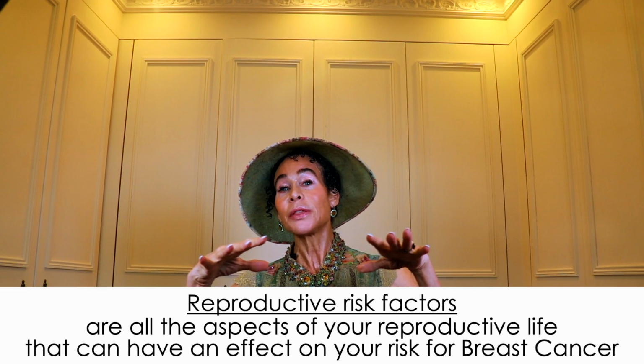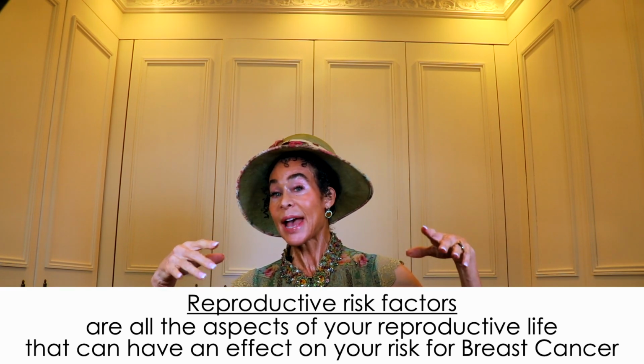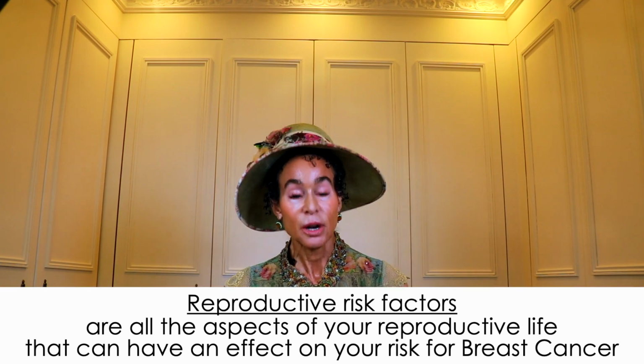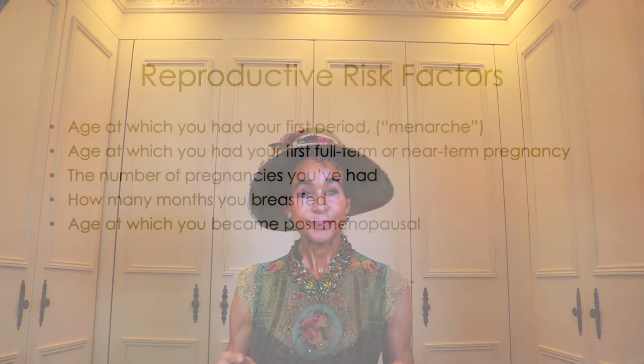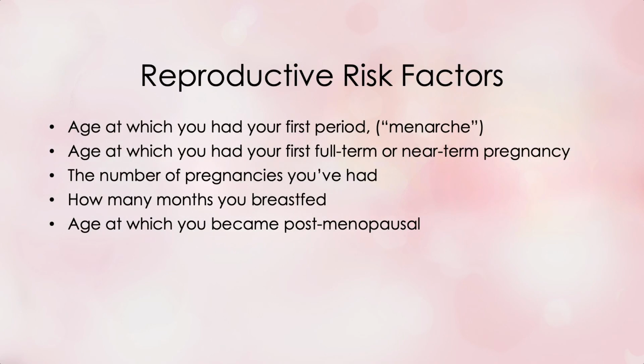So let's begin by defining what constitutes a reproductive risk factor. Reproductive risk factors are all the aspects of your reproductive life that can have an effect on your risk for breast cancer. They include the age at which you had your first period, which is called menarche, the age at which you had your first full-term or near-term pregnancy, the number of pregnancies you've had, how many months you breastfed, and the age at which you became post-menopausal.